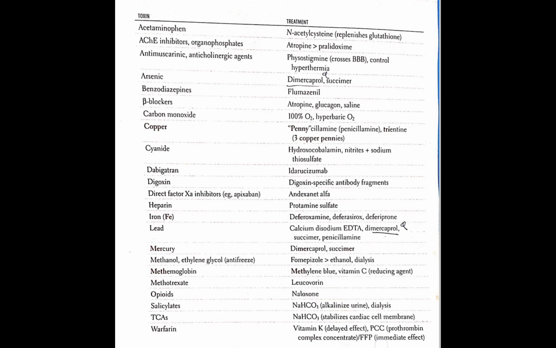Then heparin: protamine sulfate. Iron: deferoxamine, deferasirox, and deferiprone. Lead: for the lead, EDTA, and dimercaprol, succimer, and penicillamine. So penicillamine, which was for copper, is also used in lead. Then dimercaprol and succimer, which are for arsenic, are also used in lead poisoning, along with EDTA. Then mercury: dimercaprol and succimer. So dimercaprol and succimer are for arsenic, for lead, and for mercury.